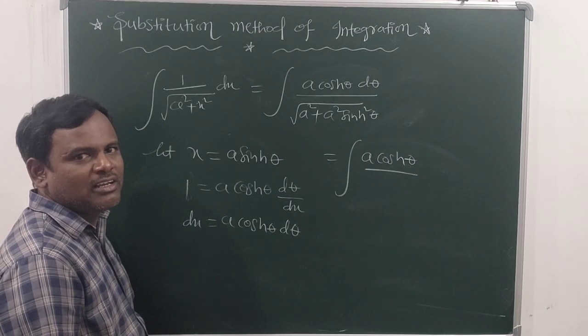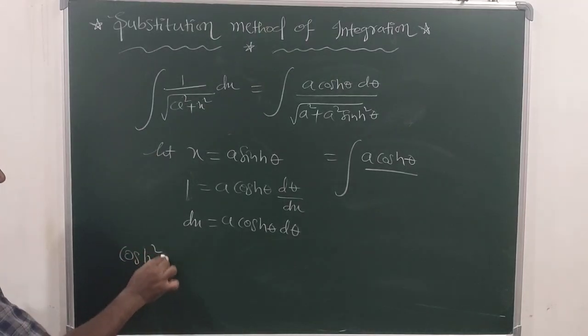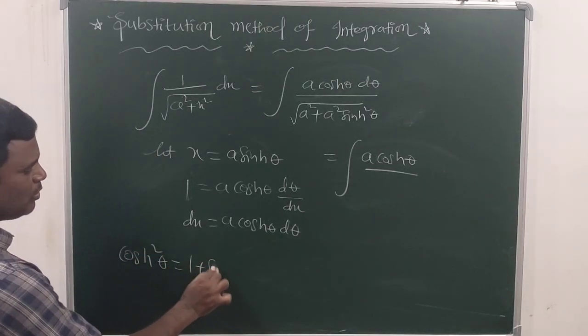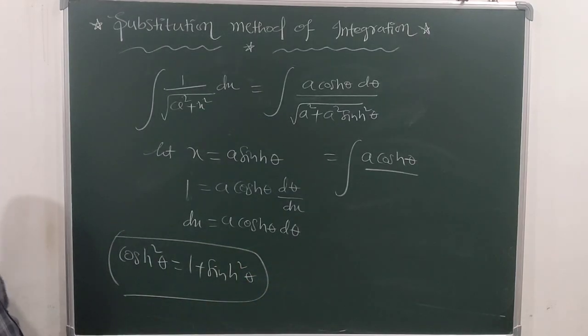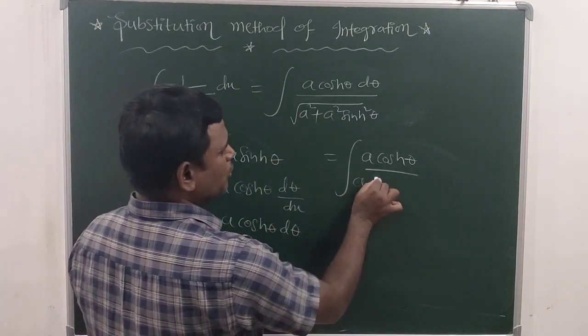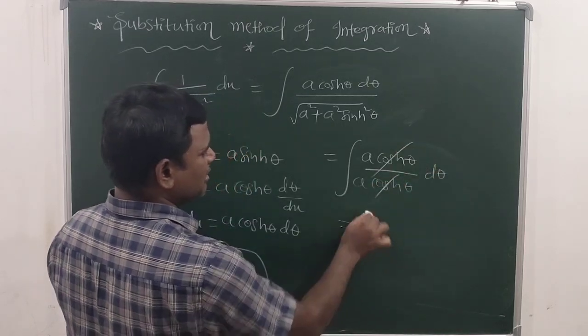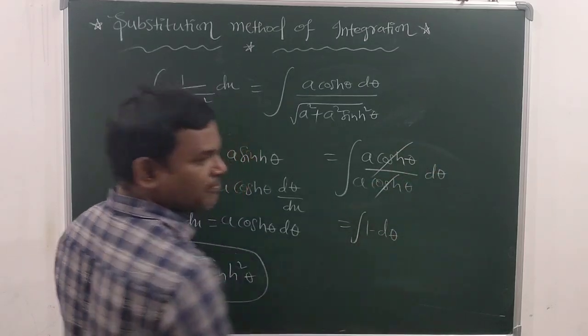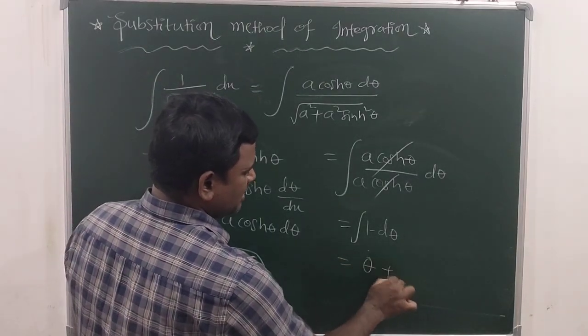That is nothing but cosh square theta. In the hyperbolic trigonometric functions, cosh square theta is equal to 1 plus sinh square theta. By this identity, the denominator is going to be cosh theta d theta. Both of them cancel, 1 into d theta. So the value is theta plus c.